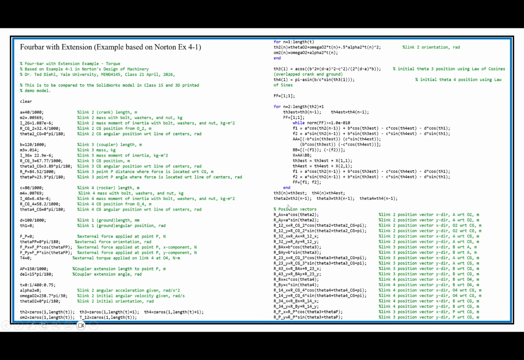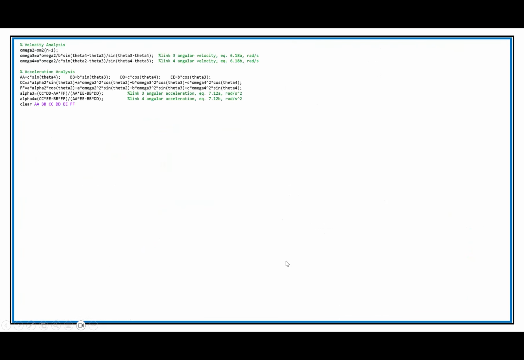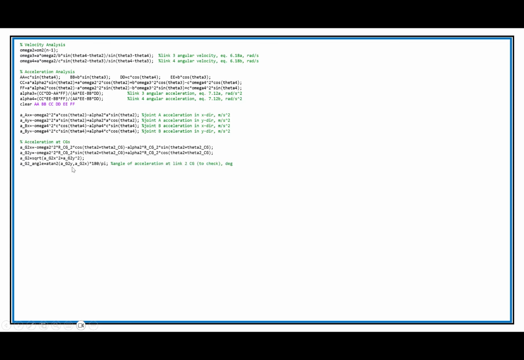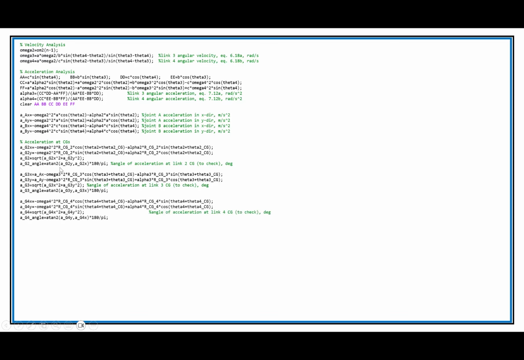And then inside the loop for every position, I get the position vectors, and get the velocity and acceleration using Norton's equations 6.18 and 7.12 for a four-bar. And then I also get the accelerations at point A. I don't need them at point B. I do get the accelerations at the centers of gravity. So I have to get each one.